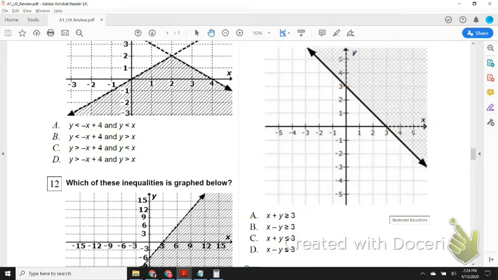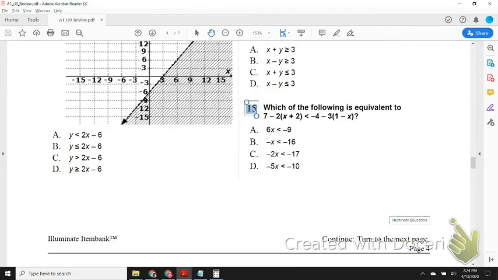Alright, let's move to 14. Or excuse me, that was 14. Let's move to 15. 15, again, we're going back to our foundational algebraic skills here. Which of the following is equivalent to this?